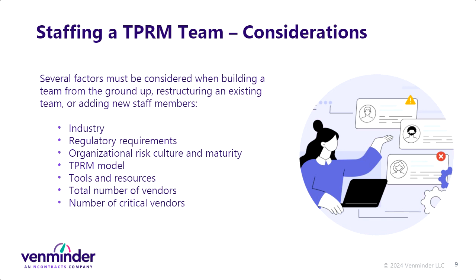So here's a couple things we want to help you really understand: it's not just about how many people you need or what tools you need to do that effectively, but there are other considerations as well, such as which industry you're in, what type of regulatory requirements you're responsible for, what your organizational structure looks like and how mature your third-party risk management function is, which third-party risk management model you're using, and what kind of tools and resources you actually have to do that. Of course, we need to think about the total number of vendors under management and really think about the number of critical vendors.